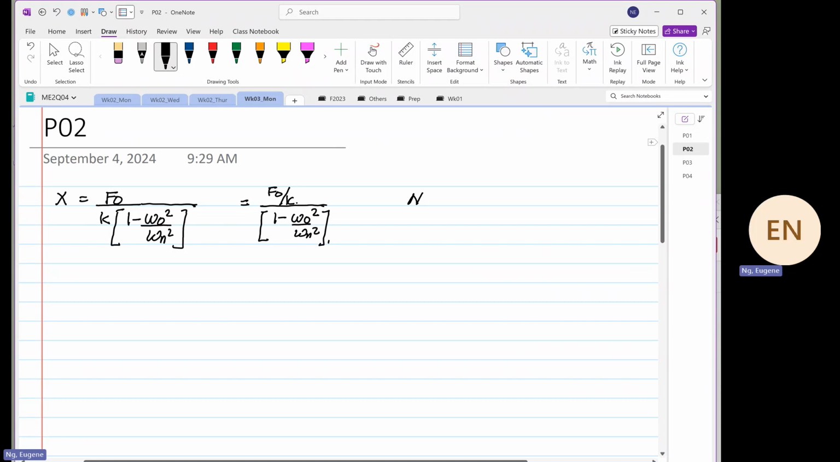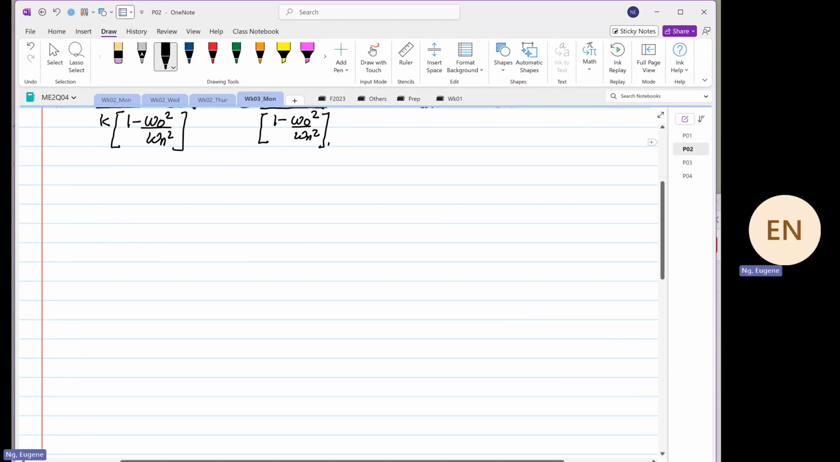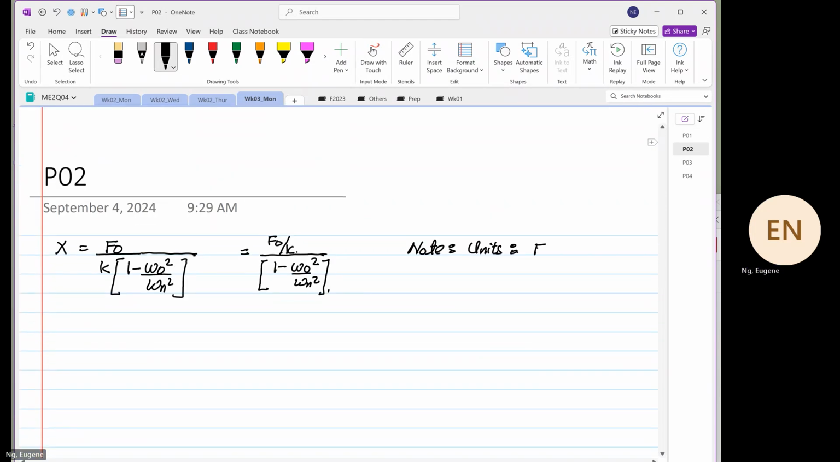So note, if you were to look at the units, can someone tell me what's the unit of x, please? Omega naught squared over omega n squared is unitless, right? It cancels out. The top, you have f naught over k, so this is Newton over meter. So cancel, you have meter. So meter is a displacement from here on, okay?